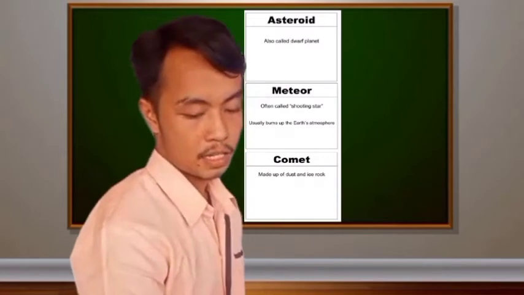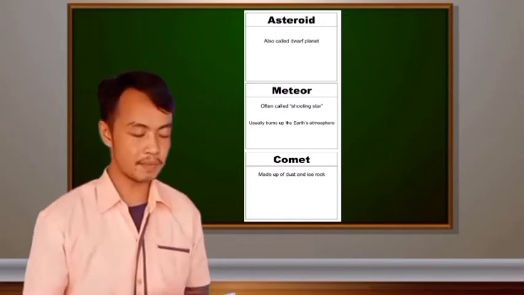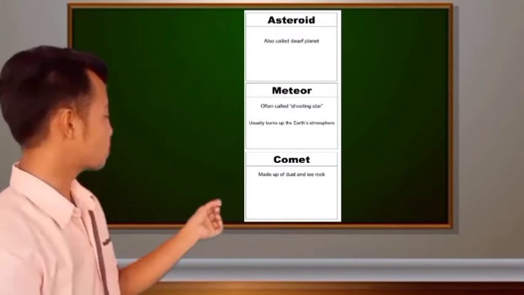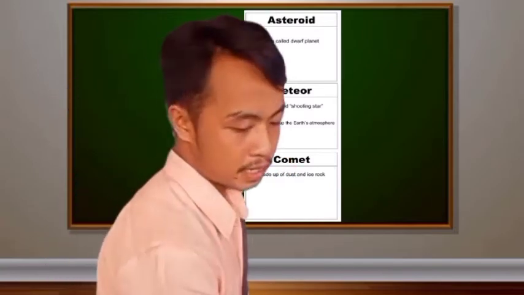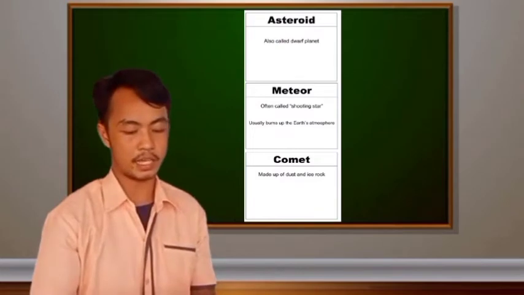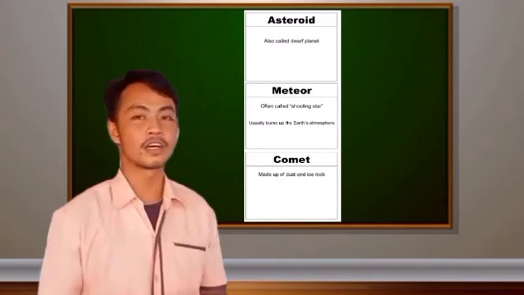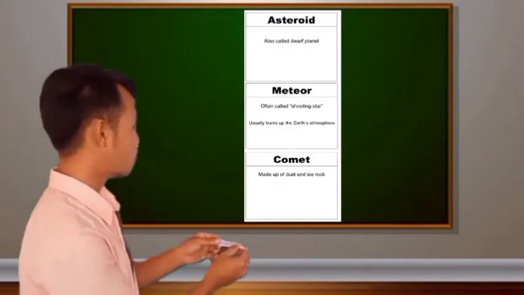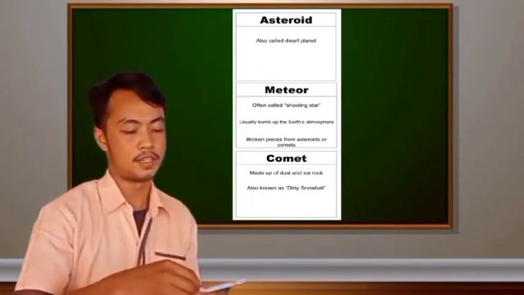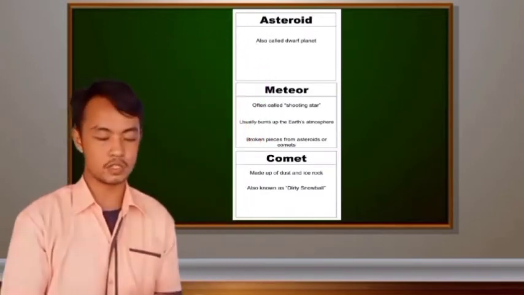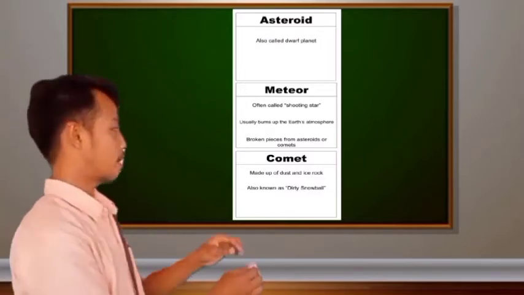Next one is, it usually burns up in the Earth's atmosphere, Miss Labele. Okay, so meteor usually burns up in the Earth's atmosphere. The next one is, it is also known as a dirty snowball, Mr. Sibuko. Correct, comet. So comet is also known as a dirty snowball. Next is, broken pieces from asteroids or comets, Miss Labele. Okay, it is a meteor.